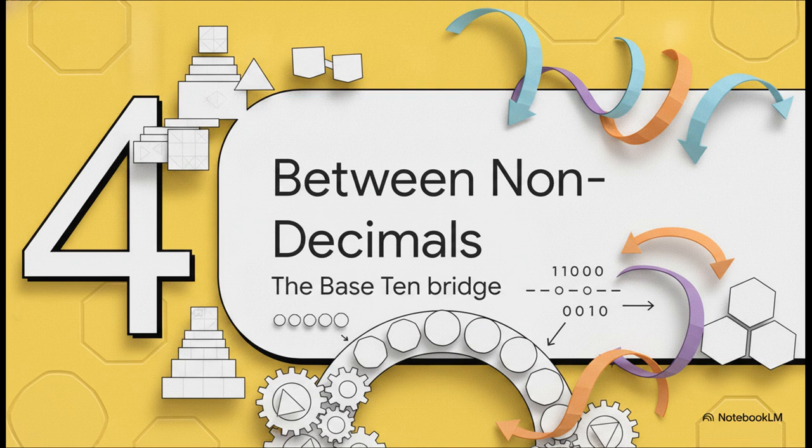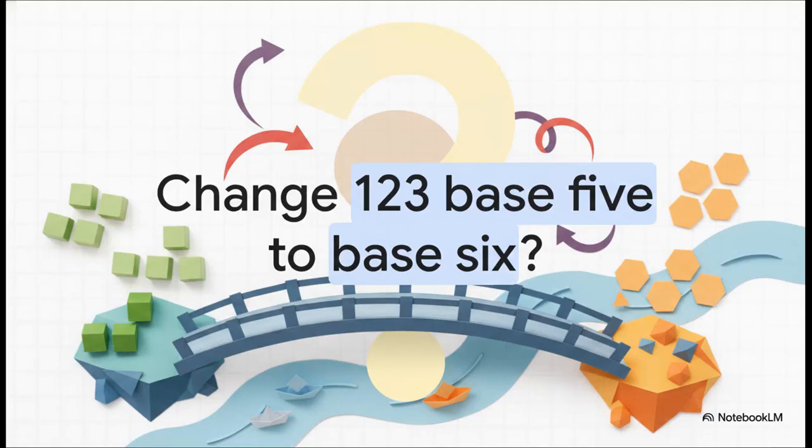You're doing fantastic, candidates. Now for part 4, changing between two completely non-decimal bases. Okay, here's a real challenge. How do we change 123 base 5 directly into base 6? Spoiler alert, you can't just jump straight from base 5 to base 6. It just doesn't work that way.